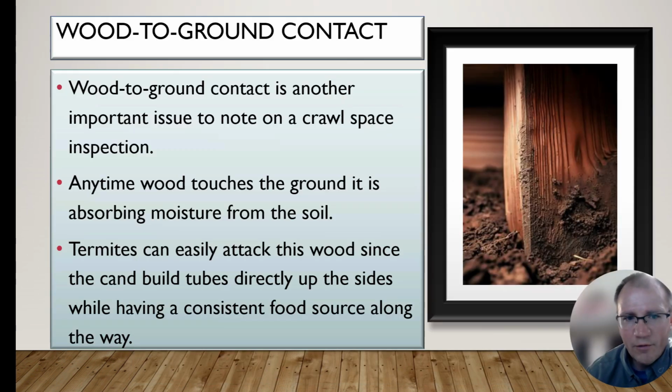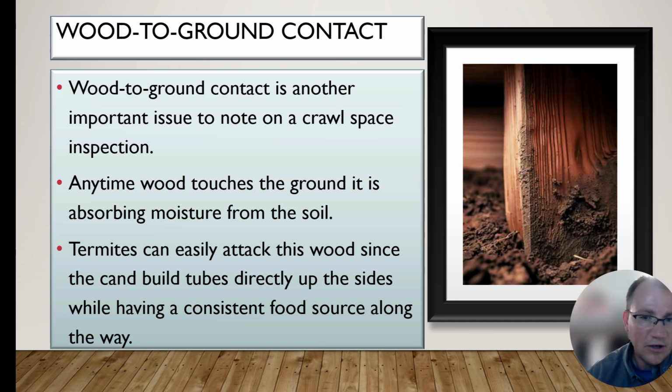Let's take a look at wood to ground contact. Wood to ground contact is another important issue to note in a crawl space inspection. Anytime wood touches the ground, it is absorbing moisture from the soil. Termites can easily attack this wood since they can build the tubes right up the sides while having a consistent food source along the way. Many of you have probably seen this where you've got some wood to soil contact, and many times, depending on where you're at in the country, you're going to see termites working their way up the wood through the tube. So keep in mind wood to ground contact is something that you're going to want to note on your inspection sheet, but it's also something that has to be taken care of.